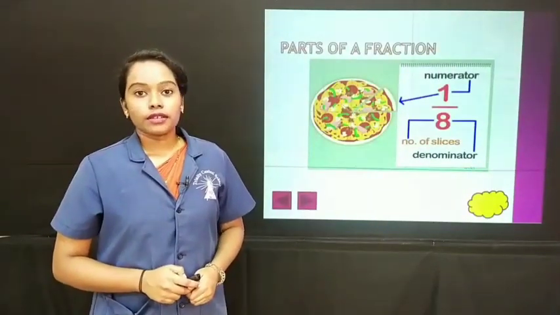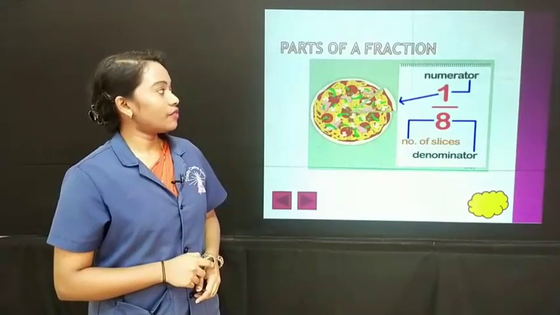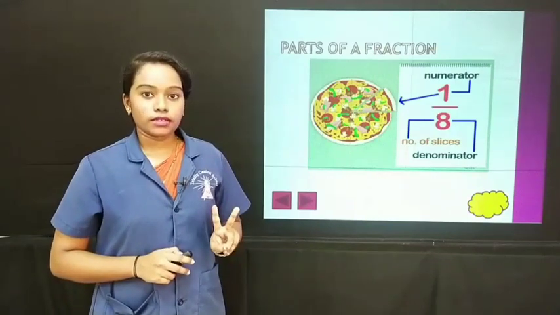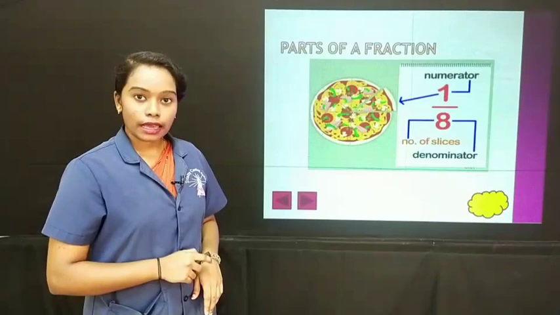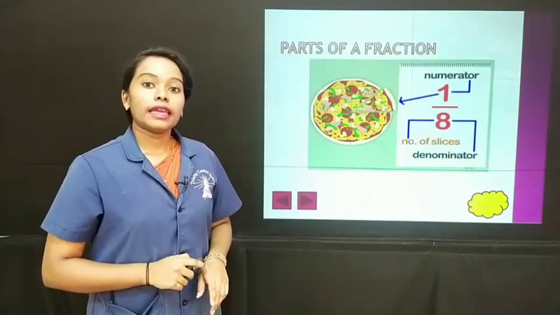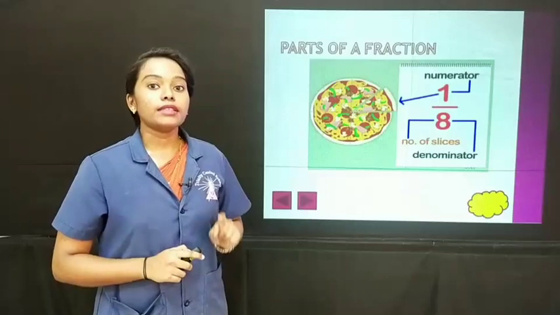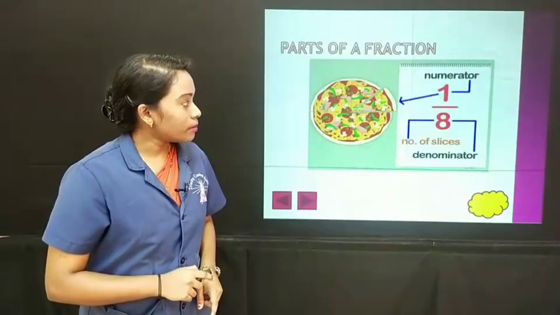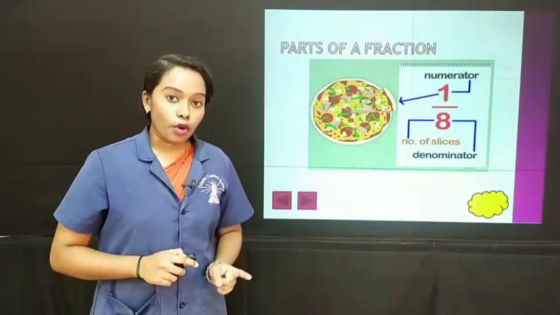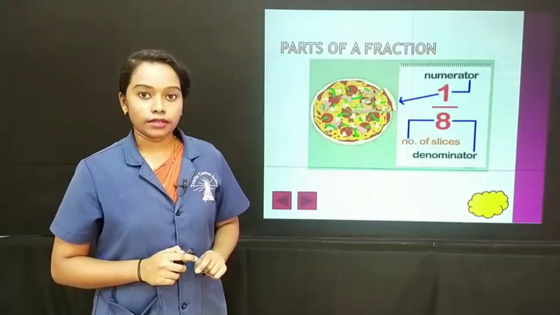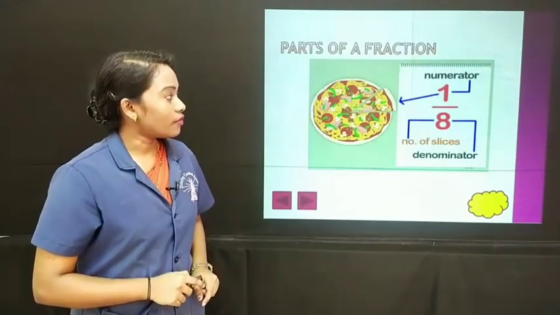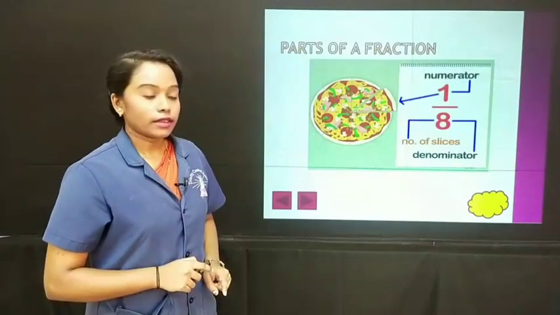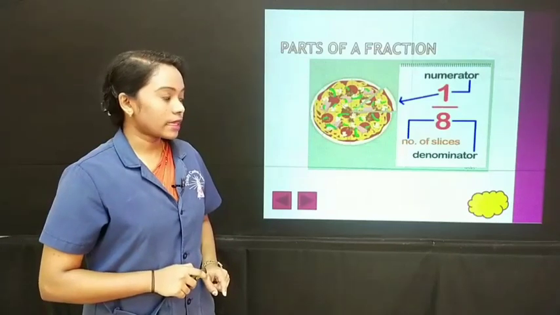Parts of the fractions. See here. We have a fraction 1 by 8. A fraction is made up of 2 numbers: a number above the line and a number below the line. A number above the line, which represents part of a whole, is known as the numerator. And a number below the line, which represents the whole, is known as the denominator. Here we have fraction 1 by 8. Our numerator is 1 and our denominator is 8.